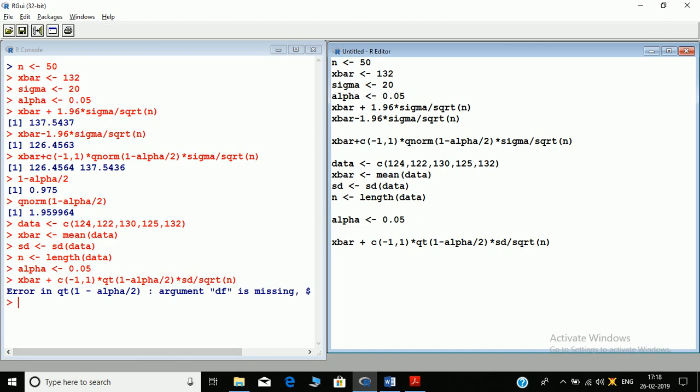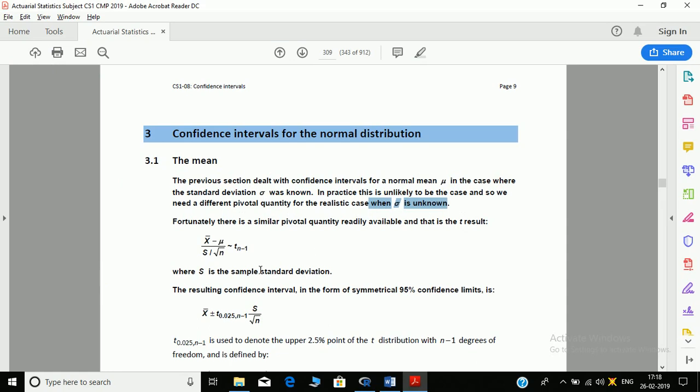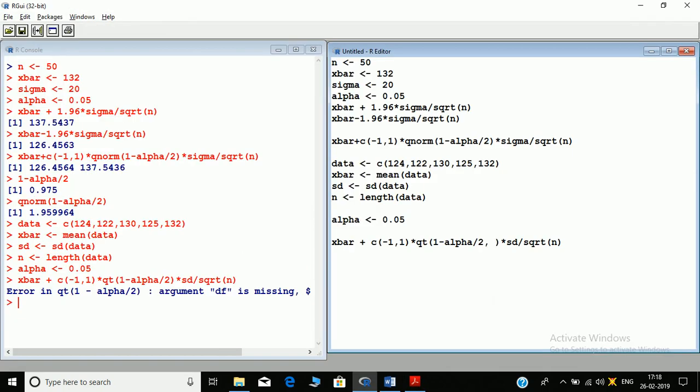Okay, we did not specify the DF. In Qt we need to specify the DF. It is T n minus 1, so our degrees of freedom is n minus 1. So this is the confidence interval, 121.3614 and 131.8386. This was the scratch method.